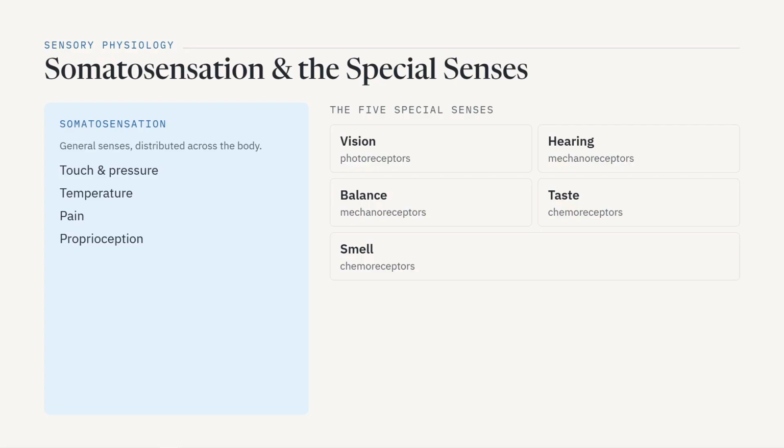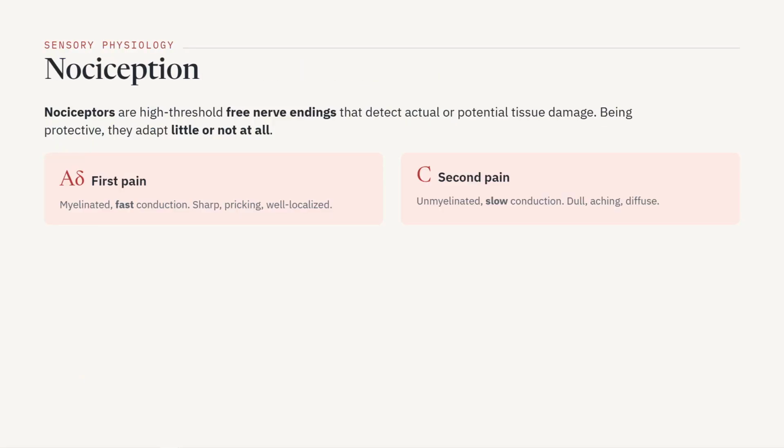Now, one general sense deserves special attention. That is pain, nociception. Nociceptors are free nerve endings, literally bare endings in the tissue, and they're high threshold. It takes a genuinely strong, potentially damaging stimulus to activate them. Crucially, because their job is protective, they adapt little or not at all. You don't want pain to fade while the injury persists.